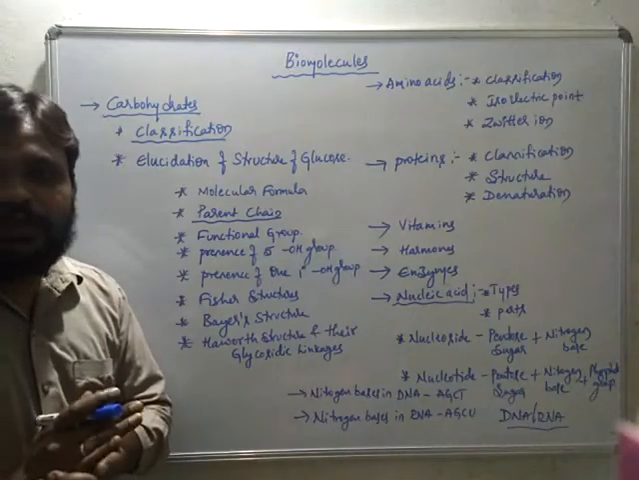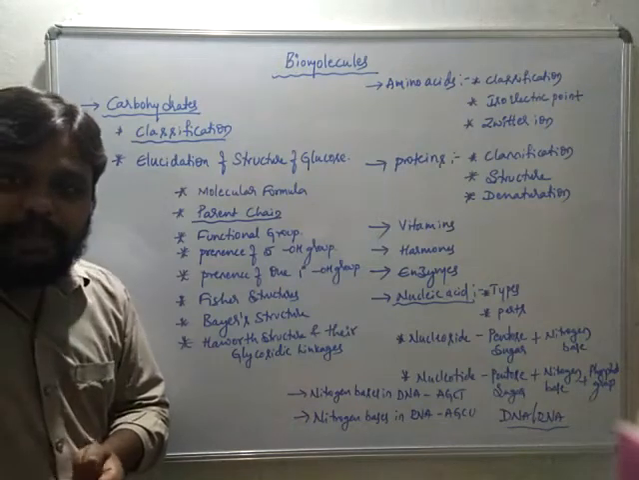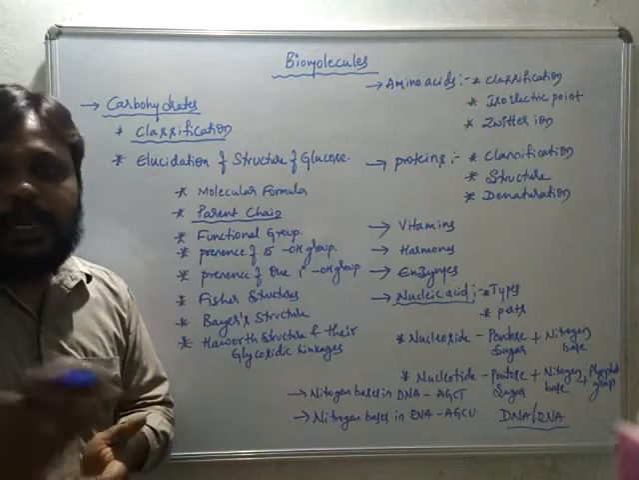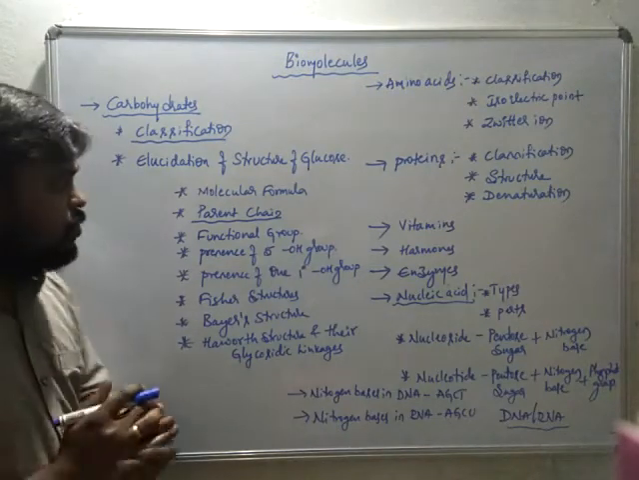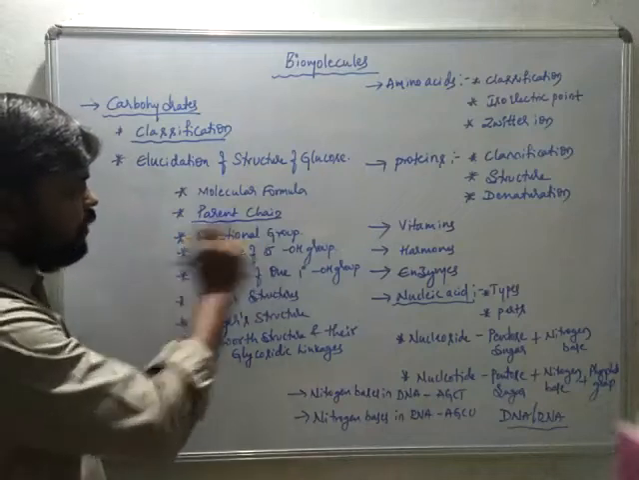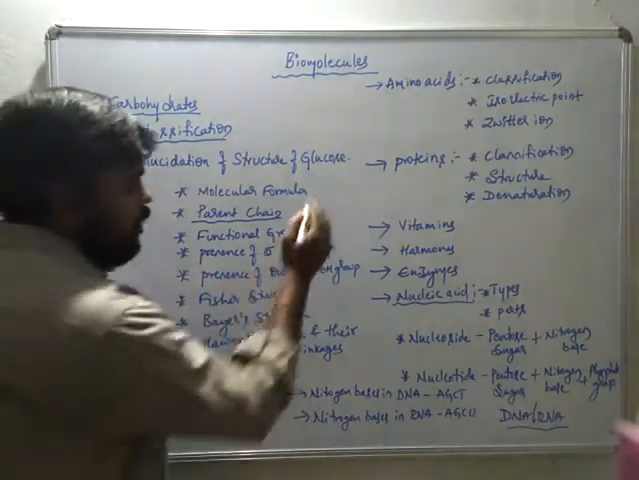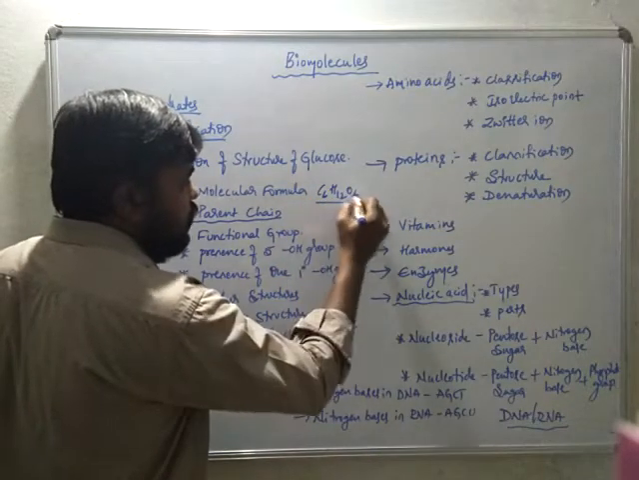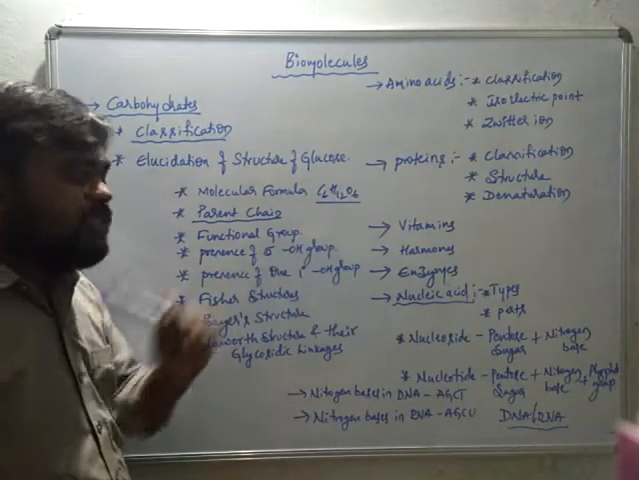First we select the main chain, the carbon atoms present in the main chain. After that, we look for the suffix, that is the functional group, and after that we look for prefixes, that is branches or substituents. The molecular formula of glucose is C6H12O6. In this, 6 carbons are there, 12 hydrogens are there, and 6 oxygens are there.